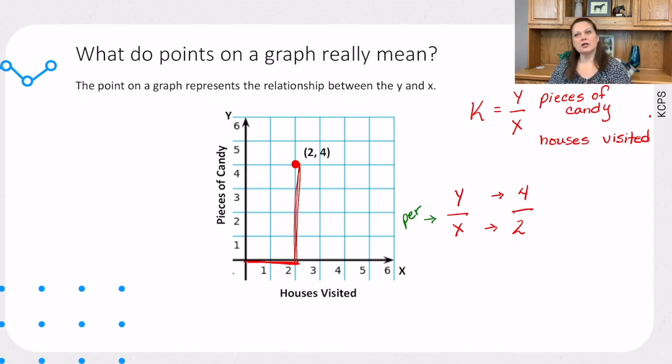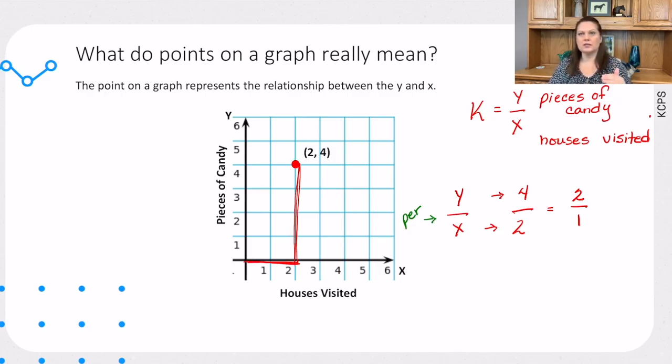Now, that might sound a little strange to you because we can simplify 4 to 2. We can take it down to unit rate. When we do that, we divide both 4 and 2 by the factor they have in common, which is 2. And we can simplify that to 2 over 1. Now remember, when we read that fraction bar, we say per. So we start with our numerator: 2 per 1 houses.